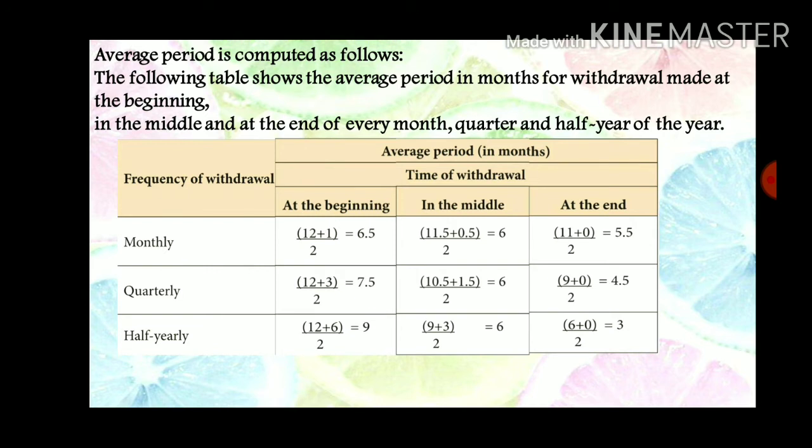Then half-yearly, beginning month 12, end of the month 6. So 12 plus 6, 18, by 2. So 18 divided by 2 we get 9.